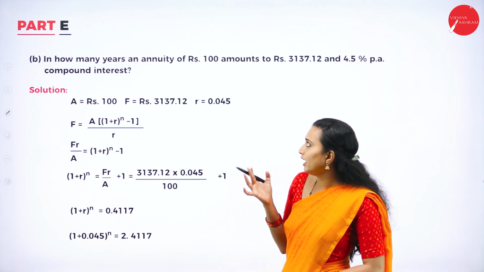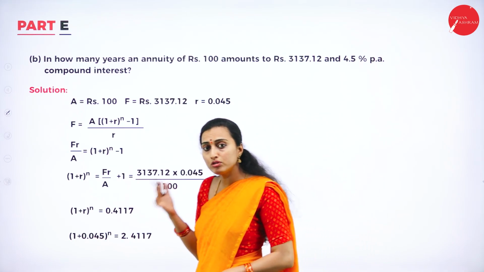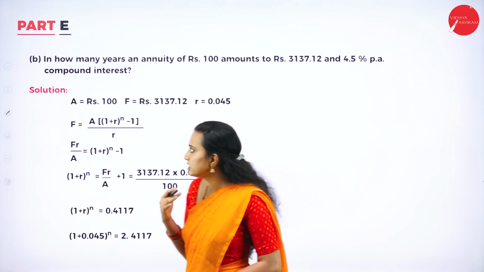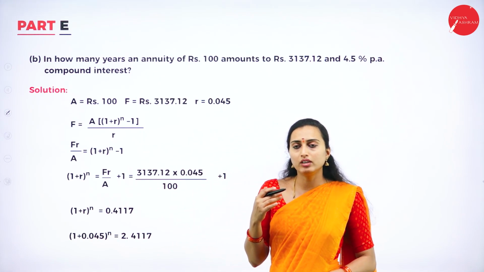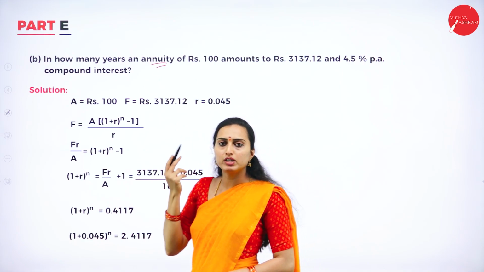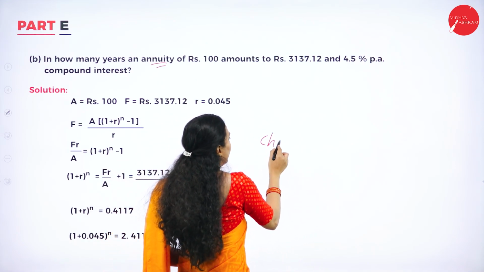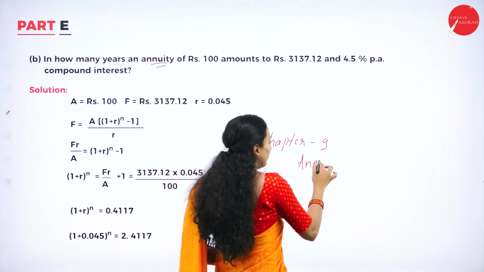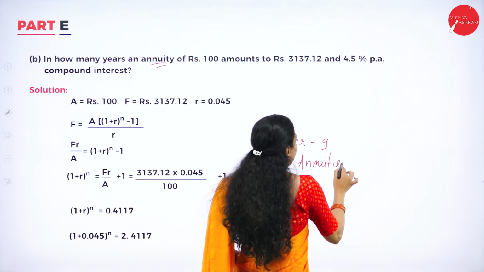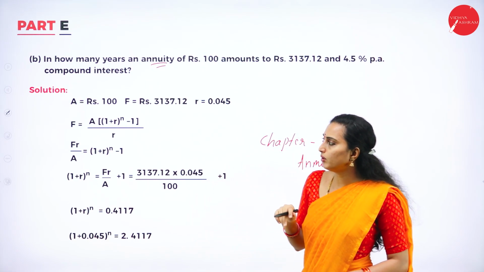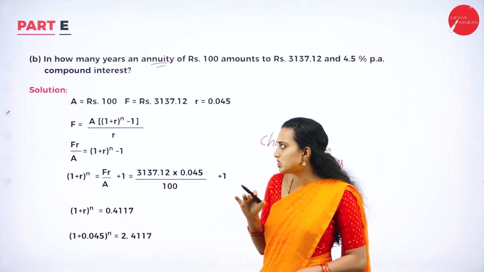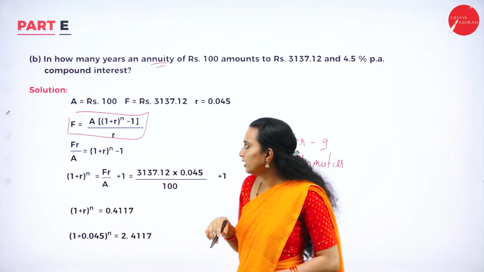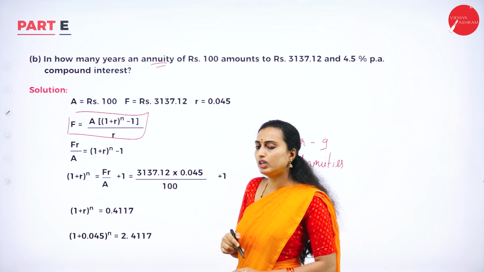In how many years an annuity of rupees 100 amounts to rupees 3137.12 at 4.5% per annum compound interest. So here, as soon as you see this word, it is from chapter 9, which is called annuity. So from this chapter, they are going to ask option B of the 66th question. So here you need to remember this formula, which is very important. Future value is equal to A into 1 plus R to the power of N minus 1 divided by R.